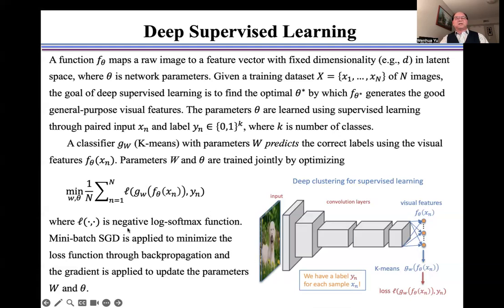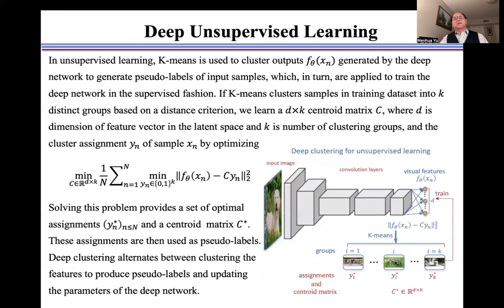Where L is a negative log softmax function, mini-batch SGD is applied to minimize the loss function through backpropagation, and the gradient is applied to update the model parameters w and theta. In unsupervised learning, k-means is used to cluster outputs f theta generated by the deep network to generate pseudo labels of input samples, which in turn are applied to train the deep network in the supervised fashion.